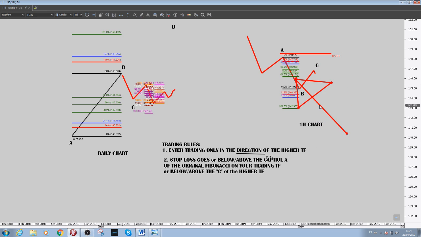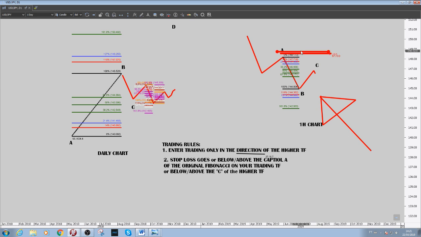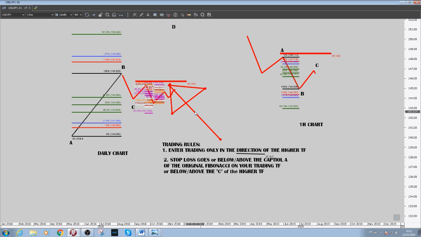Why is that? This is the safest place to put the stop loss. Because this stop loss in here is this stop loss up here. This is why. And if the retracement is going to continue, or even better, if the market is going to stop us out, well, this is good news, because this is a sign that the retracement is over. Either way, stop loss goes above the capital A of the original Fibonacci on our trading time frame. Okay?